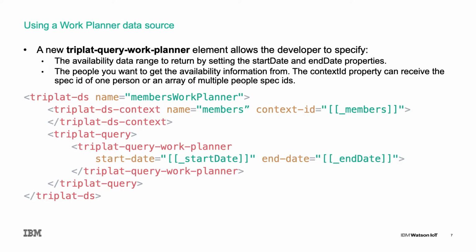The triplet query Work Planner also has a context ID property that allows the developers to inform the people that it wants to get the availability information for. The context ID property can receive a spec ID of one person or an array of multiple people's spec IDs. Both the start date, end date, and context ID are mandatory when using a Work Planner data source.